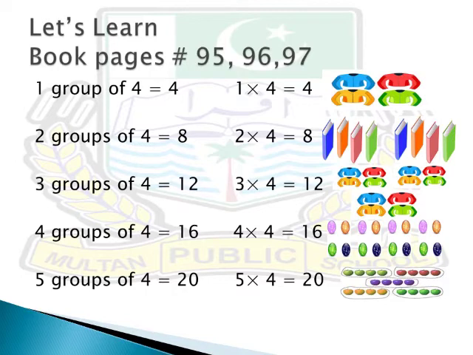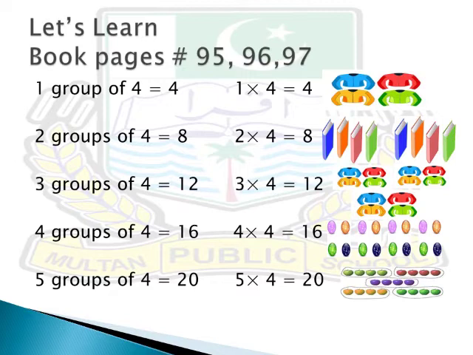Or you can say that 4 2s are 8. 3 groups of 4 is equal to 12. That means you have 3 groups, like 1, 2 and 3. In each group there are 4 shirts, and 4 plus 4 plus 4 is equal to 12. 3 4s are 12.